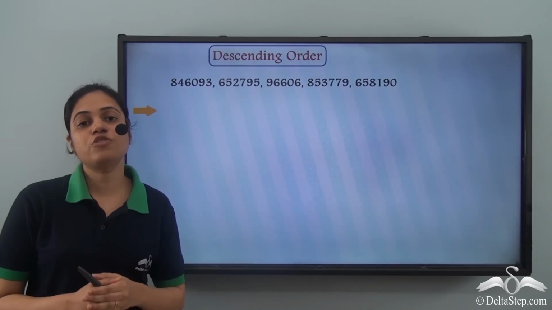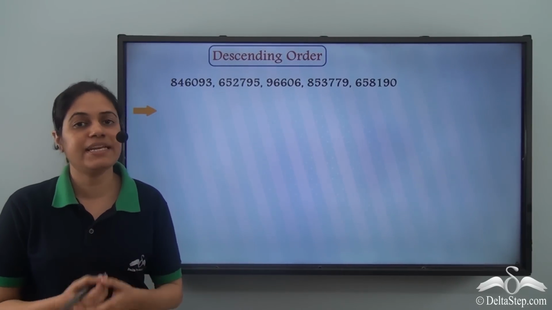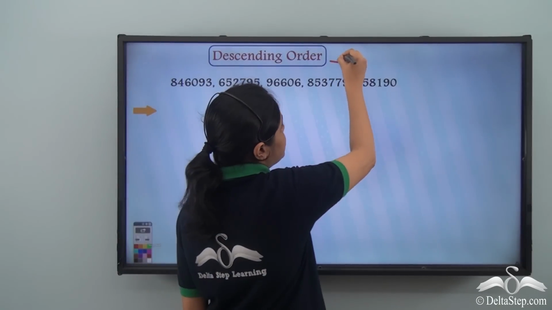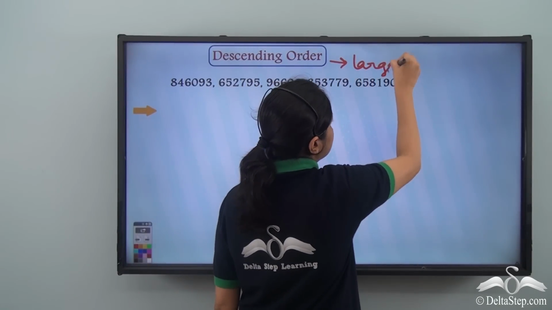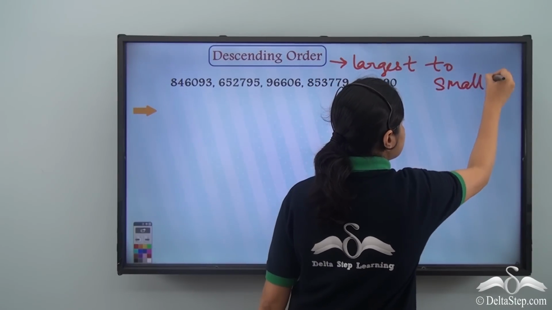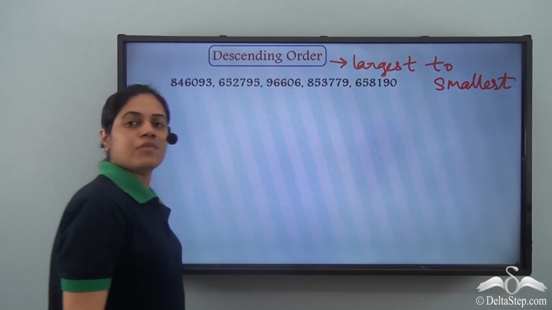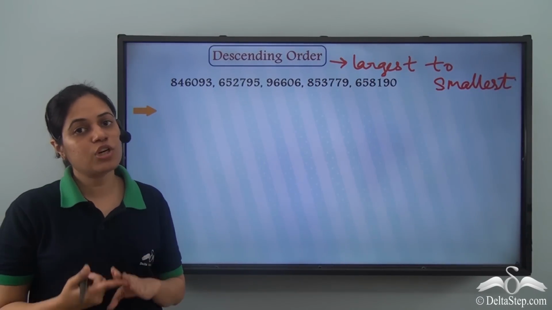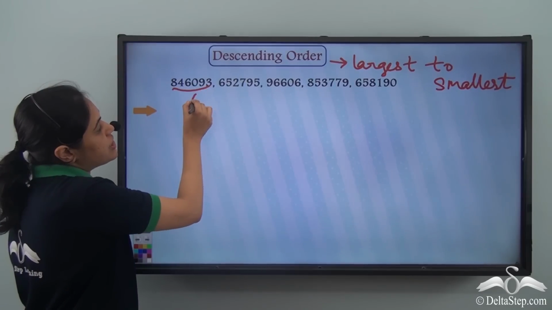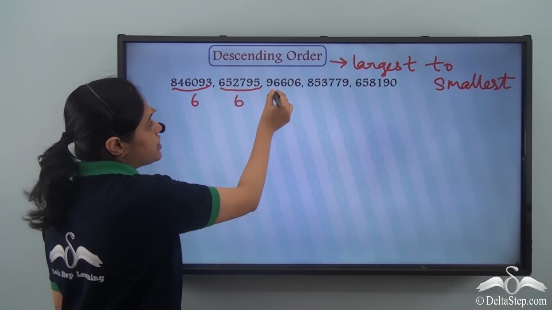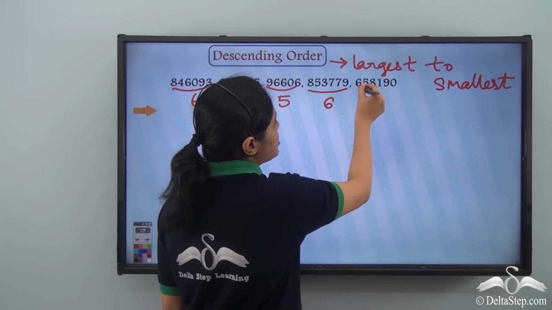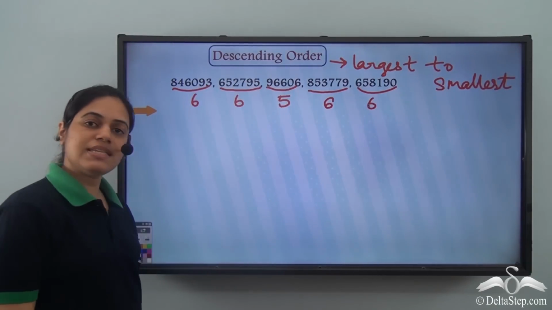Now we are supposed to arrange these numbers in descending order. How can we do that? Descending means from the largest to the smallest. So the first step is to count the number of digits. Now this number has 6 digits. This number has 6 digits. This number has 5 digits. This number has 6 digits. This number also has 6 digits.